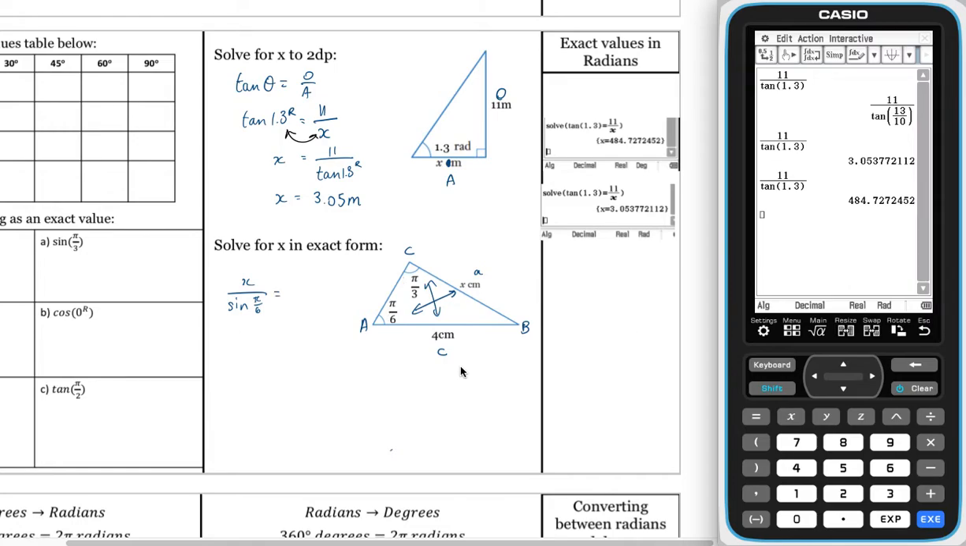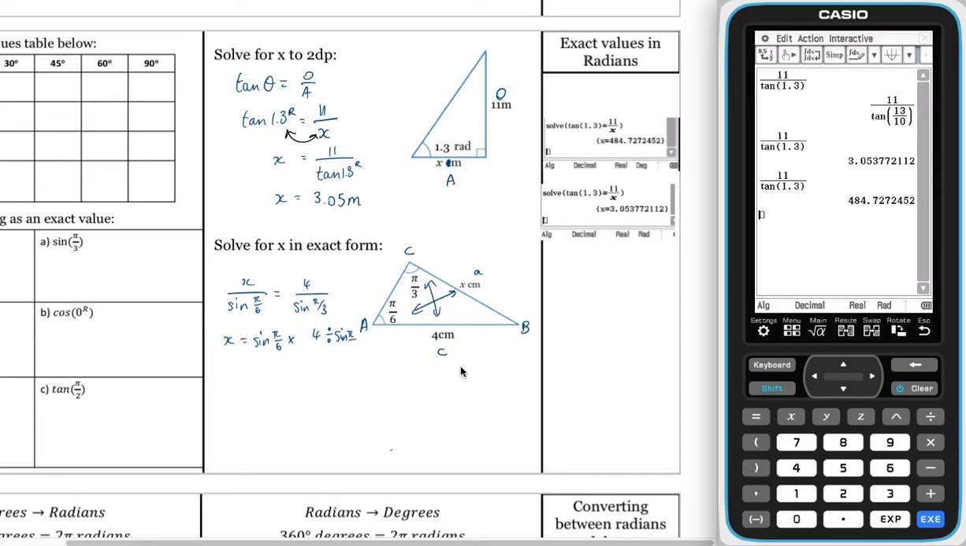Now we've got to consider what those exact values are. Let's say, for instance, this is a non-calc question. Let's firstly get rid of that sine pi on 6 by multiplying across, and let's sub in and find out what those values are. Then divide by sine pi on 3. So what's sine pi on 6? Well, we know sine pi on 6 is the same as saying sine of 180 divided by 6, so that's going to be sine 30 degrees. Sine 30 degrees we know is a half, multiplied by 4, divided by sine pi on 3.